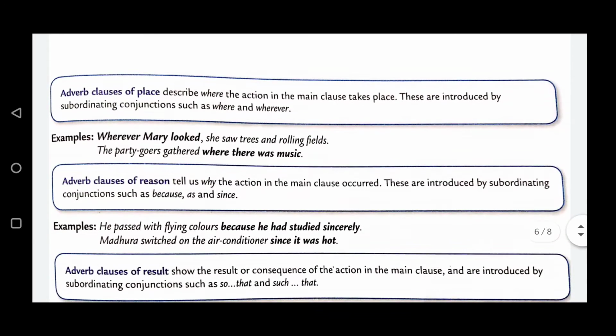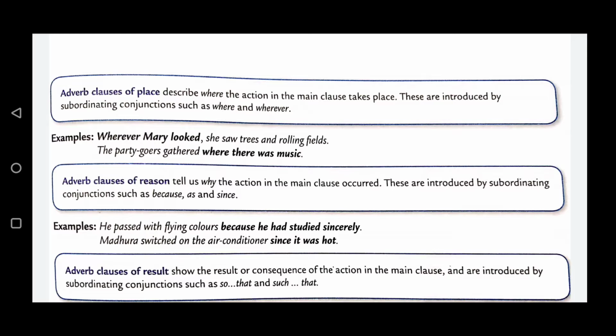Next is adverb clause of place. What is it? An adverb clause of place describes where the action in the main clause takes place. Where means place. So the words normally used while introducing an adverb clause of place are where and wherever. That's it. If either word comes in your sentence and a clause starts with it, you can make out that this is an adverb clause of place.